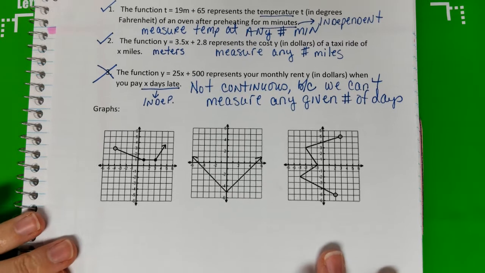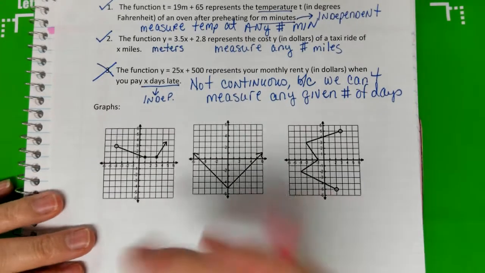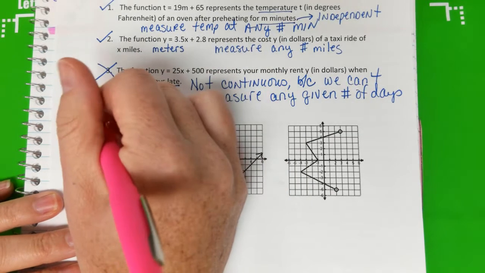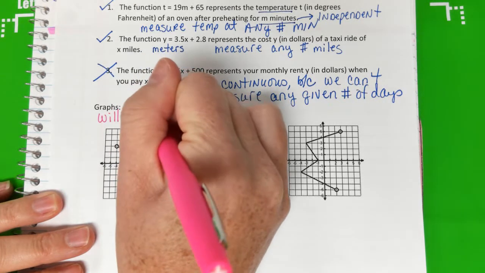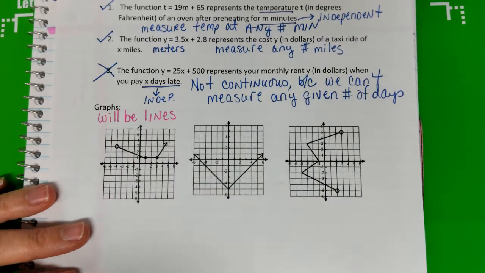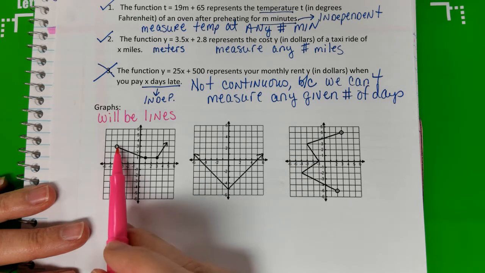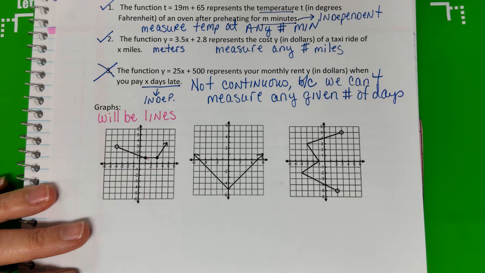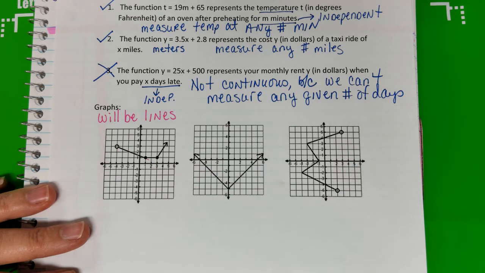Okay, so let's look at our graphs now. Now the key thing I want you to think about with continuous is that the graphs will be lines. Okay? The graphs will be lines. Now I want you to notice that these lines don't all have arrows on the end. So if there is any kind of line, it's continuous. It has nothing to do with what the endpoints are.